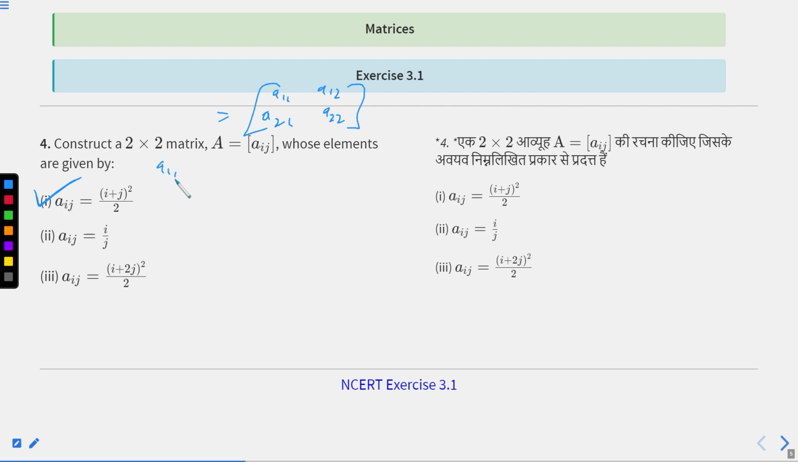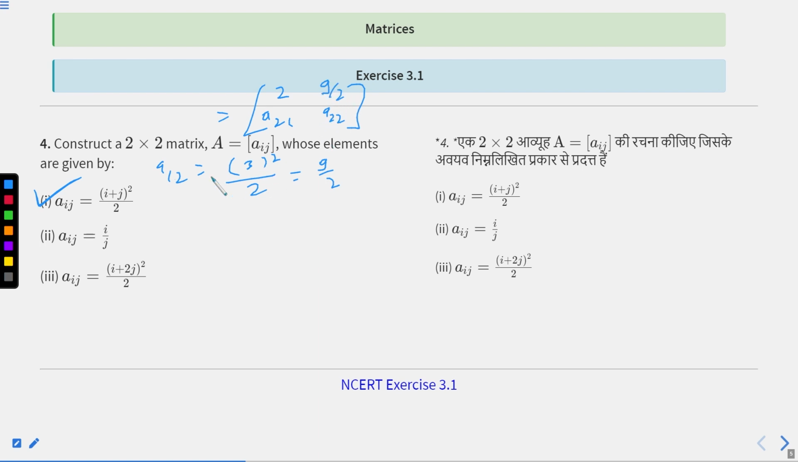Now whose elements are this? So this means A11 will be what? 1 plus 1 whole square by 2. This means 2 square by 2, which means just 2. So the A11 entry will be 2. Okay, clear? Now A12 will be 1 plus 2 whole square divided by 2. This means 3 square. 3 square is 9. So it's 9 by 2. Your 1, 2 entry will be 9 by 2.